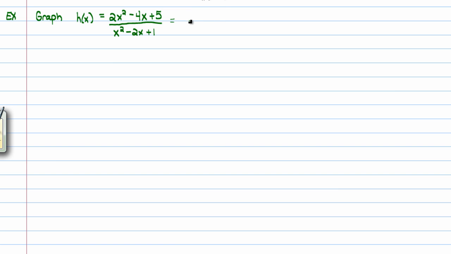Sometimes it's just dumb luck we can't factor a numerator. That's okay. But the denominator definitely factors. The denominator factors to x minus 1 times x minus 1, so it's x minus 1 squared. Now that we've done that, let's go ahead and find the intercepts.